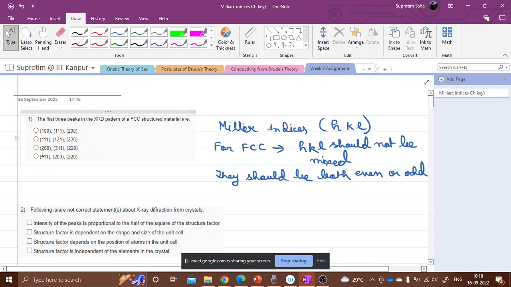So the first three peaks, let's say, for 111, 200 and 220, they are the first three peaks, in fact. Okay, so the third option is 200, it suffices. 311, my bad, it has to suffice, all right? So 220, but they are not the first three peaks, all right? So 111 is there for the FCC XRD pattern, 200 is the following, and 220 is the next, all right? So although option B suffices the condition that h, k, l should not be mixed, they're not the first three peaks of the FCC XRD pattern. So option 4 would be correct.